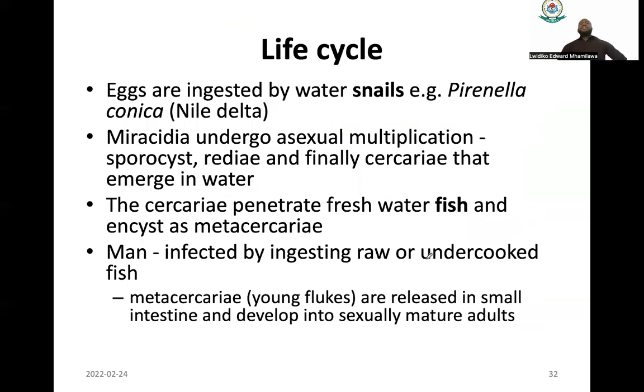And these eggs are ingested by water snails, which is Pirenella conica of the Nile Delta. And miracidia undergo asexual multiplication into sporocysts, rediae, and finally into cercariae, and they emerge in water. And the cercariae penetrate freshwater fish, different from what we've seen in Fasciolopsis buski, where it penetrates the roots of water chestnuts. This one was the freshwater fish, and then man is infected by eating raw or undercooked fish. And then these metacercariae are released into the small intestine, and then they develop into sexually mature adults.